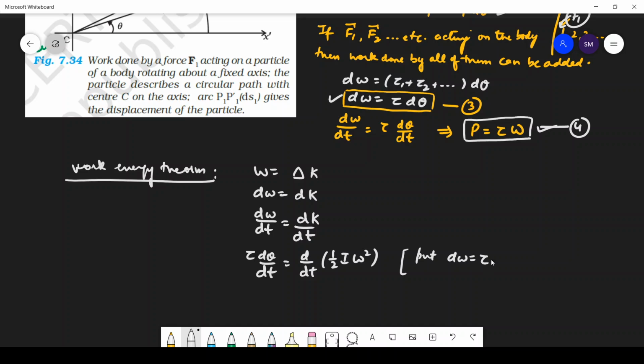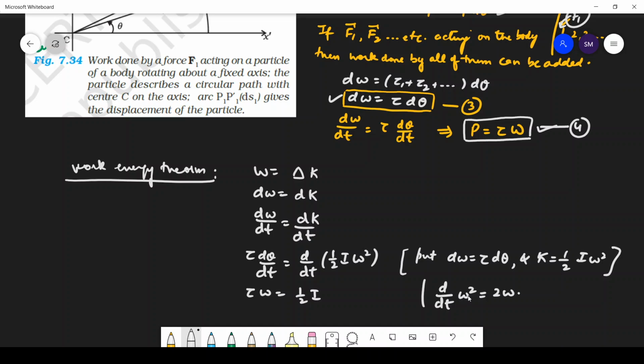So you have simply put dW by dt is equal to tau, and K is equal to half I omega square. And now d theta by dt has become omega, so tau into omega is equal to, and here half is constant, I is also constant. And what is now d by dt of omega square? So first of all, omega square, that is 2 omega.